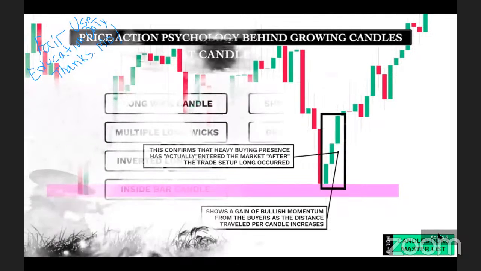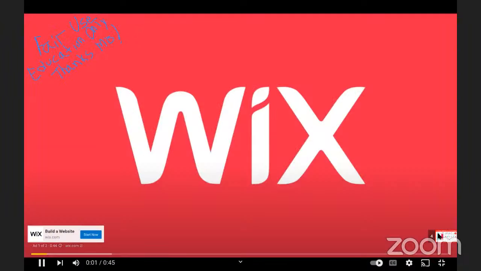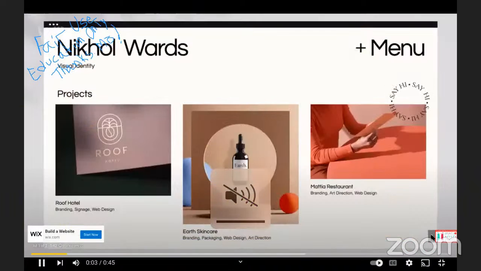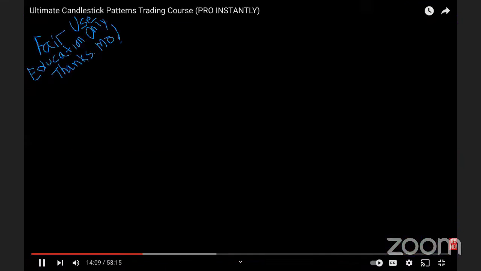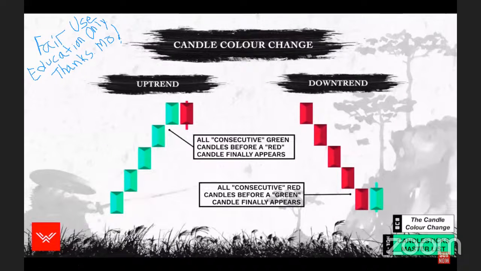So next, the candle color change. This is where you have consecutive candles, all of one color, before an opposing color finally presents itself. Now, on the charts.